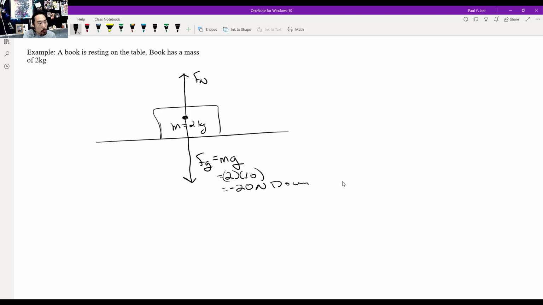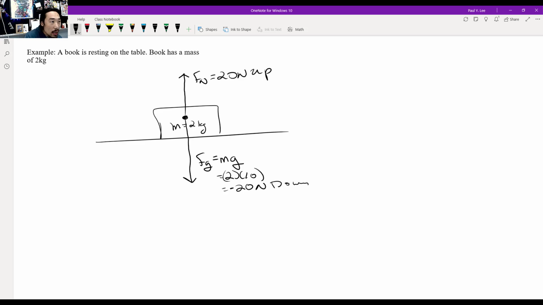All right, so here's the important part. The book is just resting on the table, and if we know that the book has a constant velocity, and in this case, the constant velocity is 0, then we should automatically know what that normal force is, and here's how we can solve it. All right, so logically, we know that if this is negative 20 down, this normal force has to be 20 newtons up. And this is because the net force has to add up to 0, right?